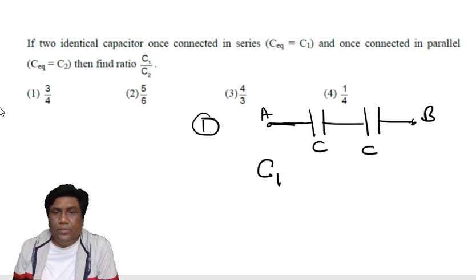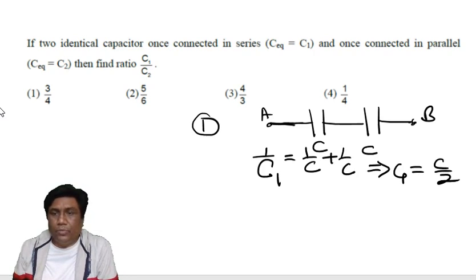We understand that when two capacitors are in series, to calculate the net capacitance we add them reciprocally. So 1 by C plus 1 by C. From that we can easily calculate that C1 equals C by 2.